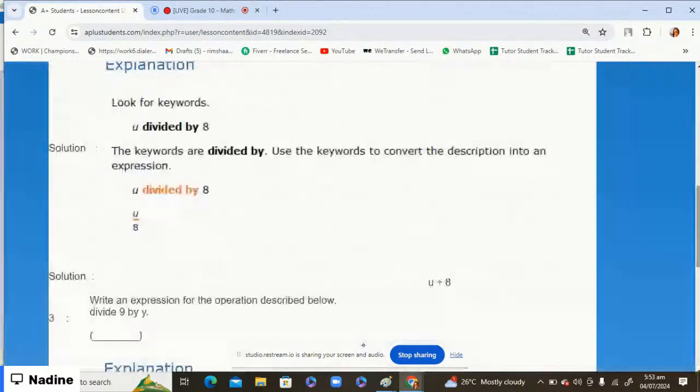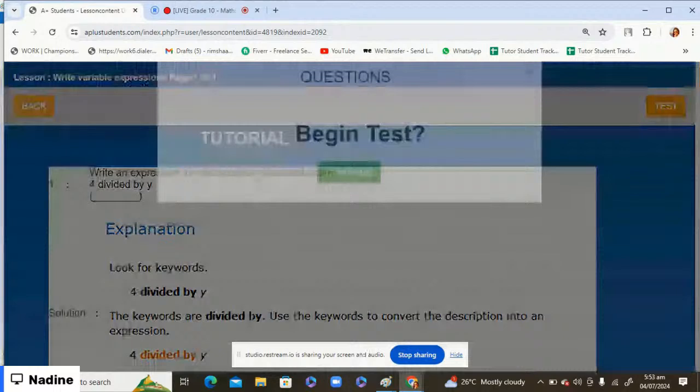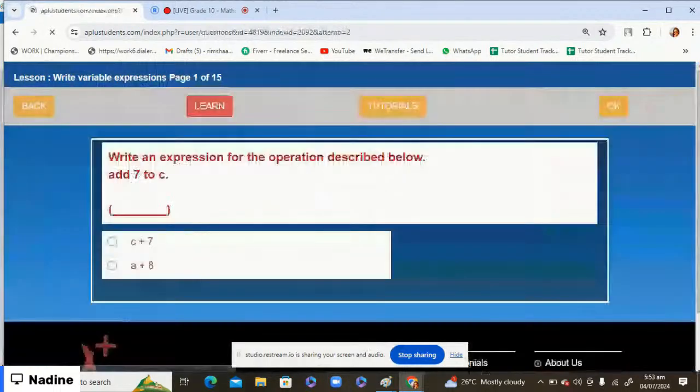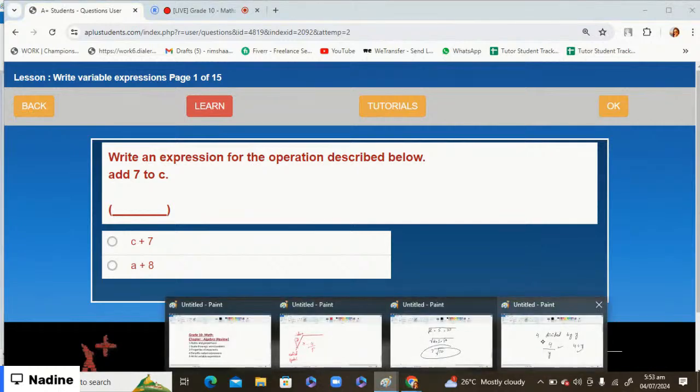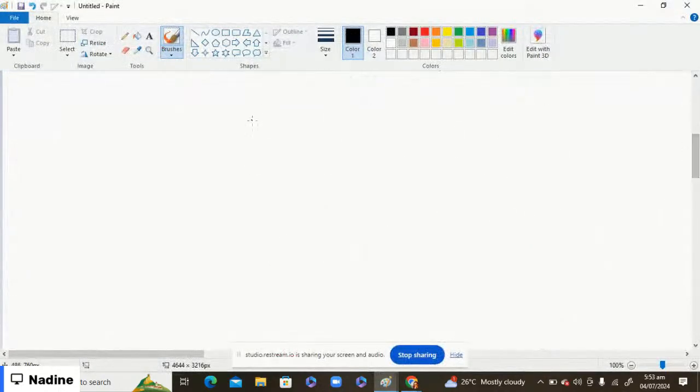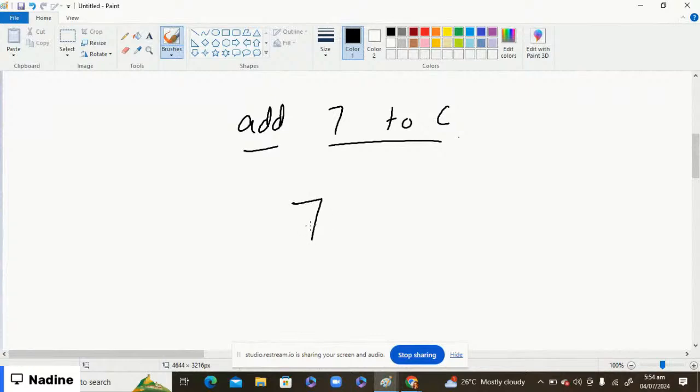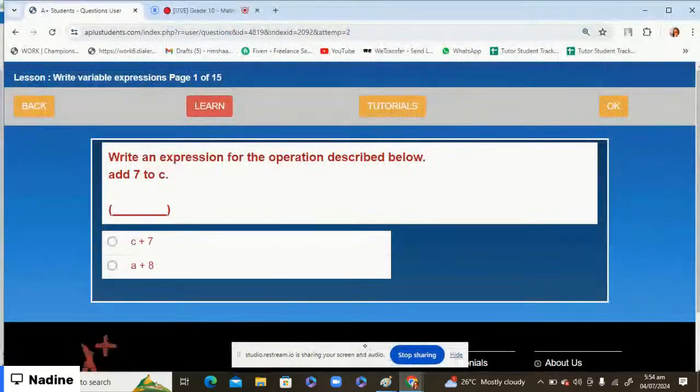Now just look, do the test questions. Write an expression for the operations described. Add 7 to c. What does it mean? They are saying add 7 to c. It means that 7 comes first, then with c. Got it? 7 with c.